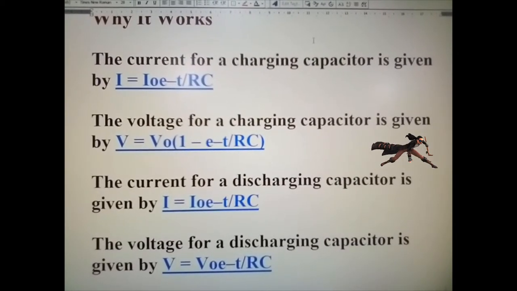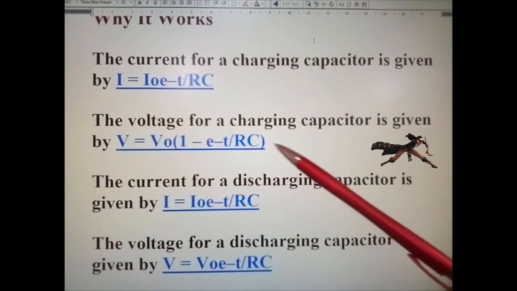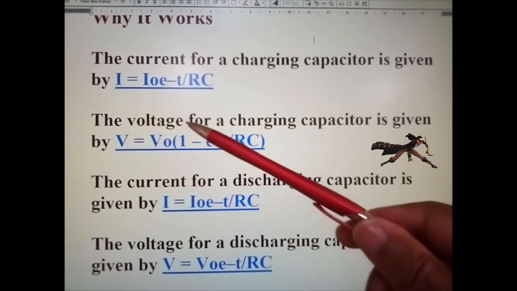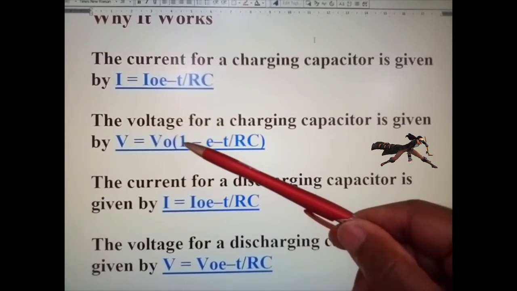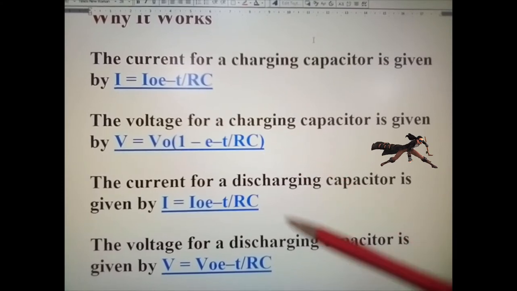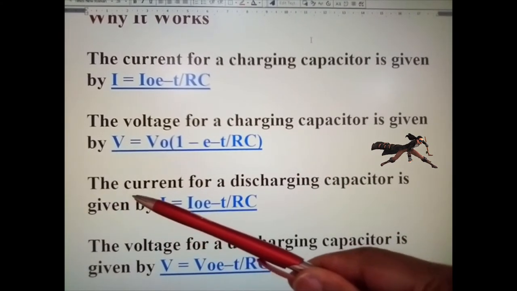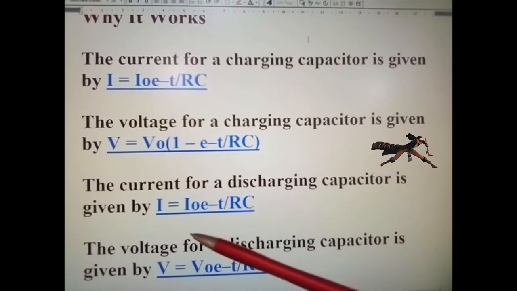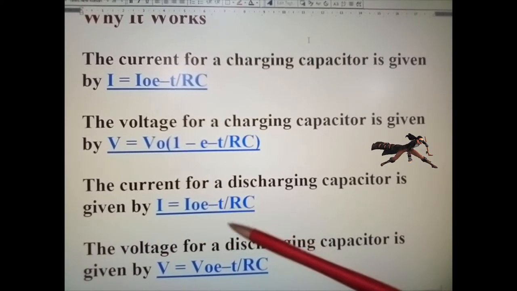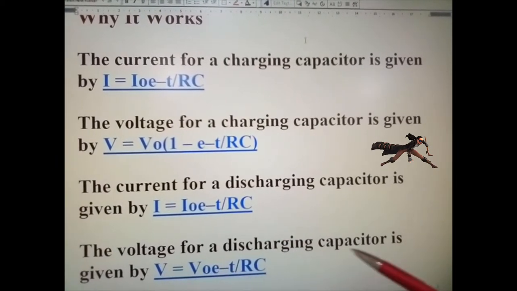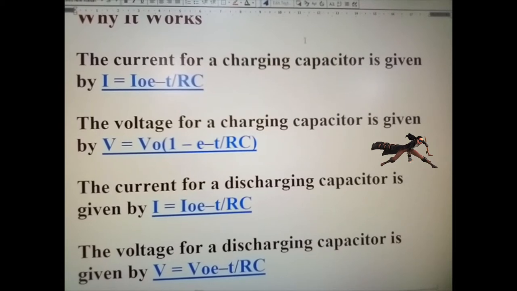Now, the voltage for a charging capacitor is given by V equals V0 open brackets 1 minus e to the minus t over RC. The current for a discharging capacitor is given by I equals I0 e to the minus t over RC. The voltage for a discharging capacitor is given by V equals V0 e to the minus t over RC.